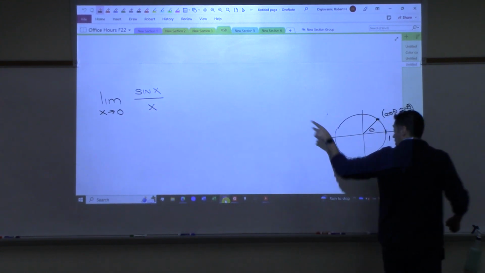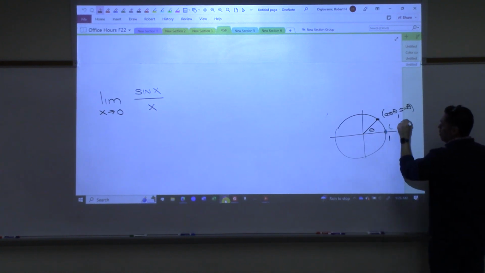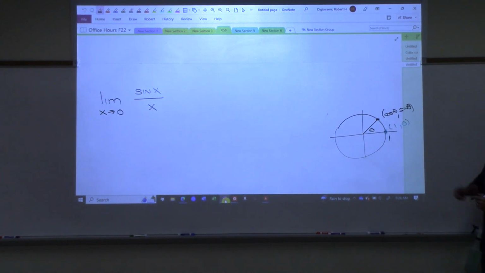So for that particular problem, I'm looking at this point right here. You go to the right, you don't go up or down. So I'm looking for the y coordinate here. And the y coordinate here is 0, right? So sine of 0 is 0. Cosine of 0 is 1, right? Sine of 0, cosine of 0.